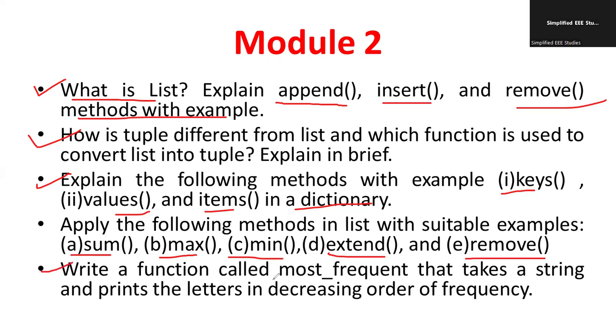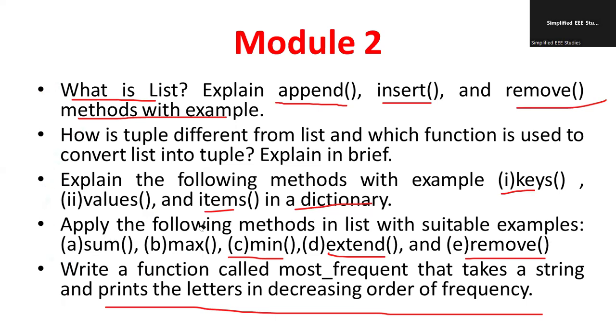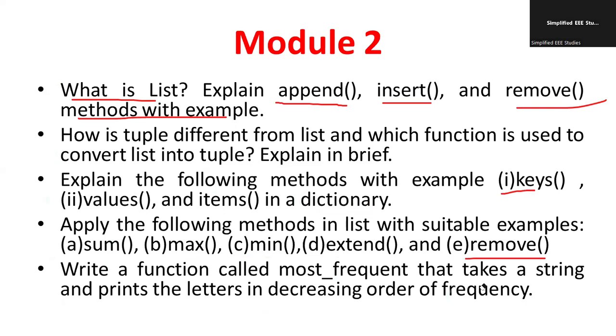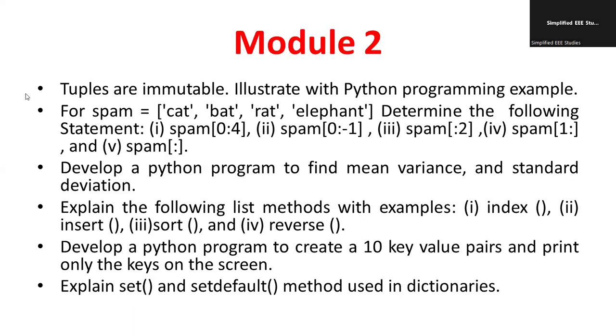Write the function called most_frequent that takes a string and prints the letters in decreasing order of frequency. This is available in the higher order thinking questions, which I already explained in the previous session. You can check it out. This is also a most important question which you can expect in the forthcoming examination. Now, another important question is: tuples are immutable, illustrate with the help of a programming example.